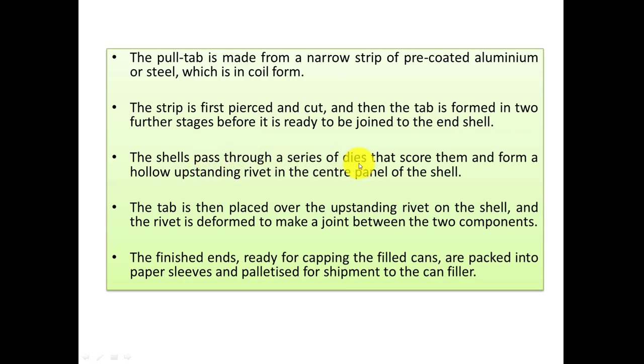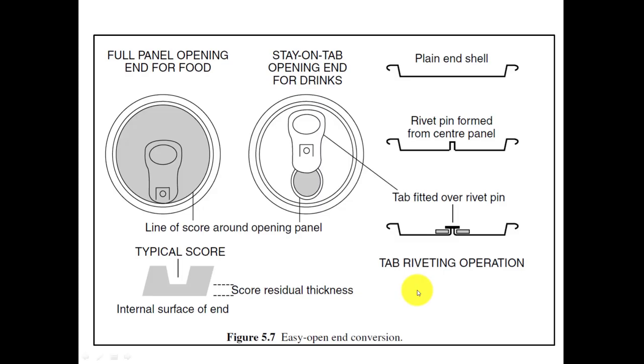The cell passes through a series of dies that score them and form a hollow upstanding rivet in the center of the panel of the cell, and the tab is then placed over the upstanding rivet on the cell, and then the rivet is deformed to make a joint between the two components. The finished end is ready for capping; the filled cans are packed into paper sleeves and palletized for shipment to the can fillers. So in this whole process, they are trying to explain this easy open end conversion.